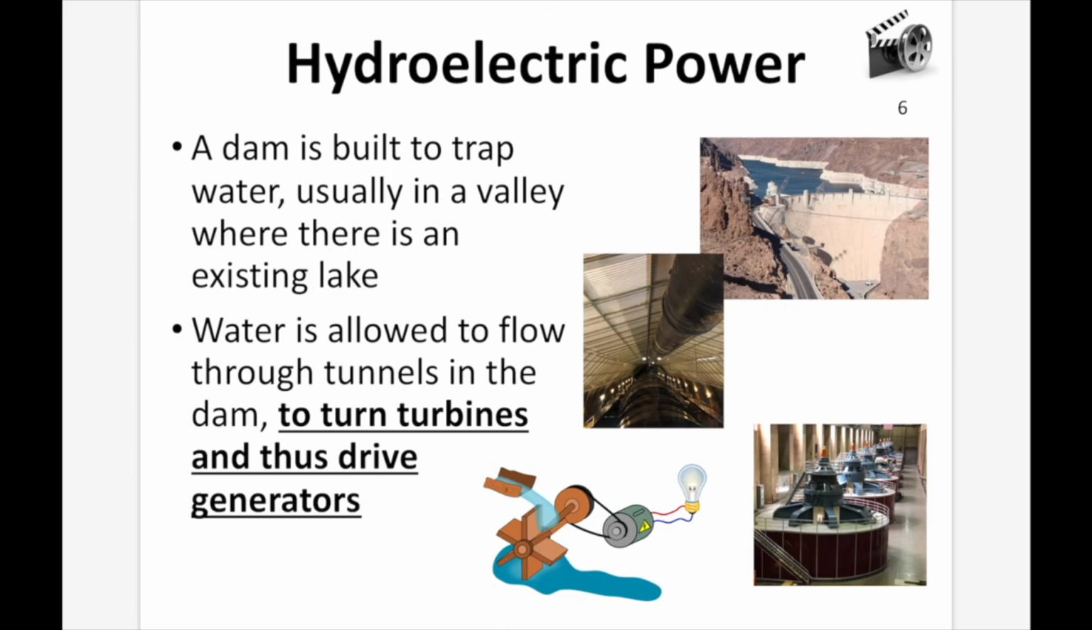And as a very simple example, you can see here in this picture, when the water flows down, it hits these blades and causes them to turn. As they turn, they're able to power this generator to produce electricity.